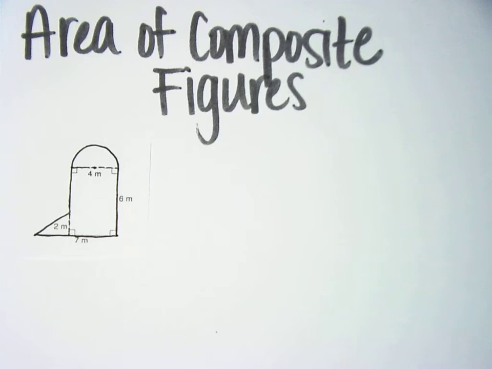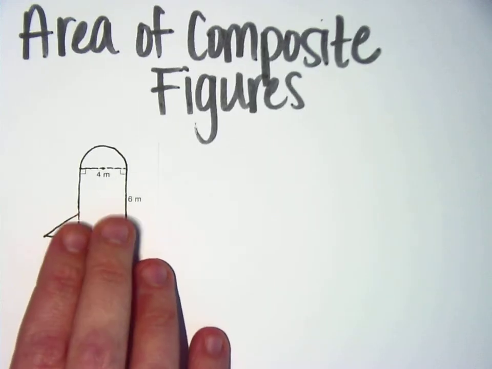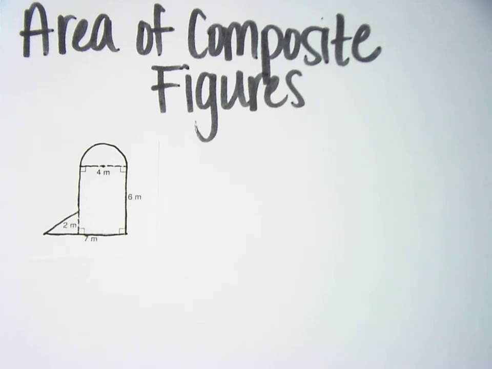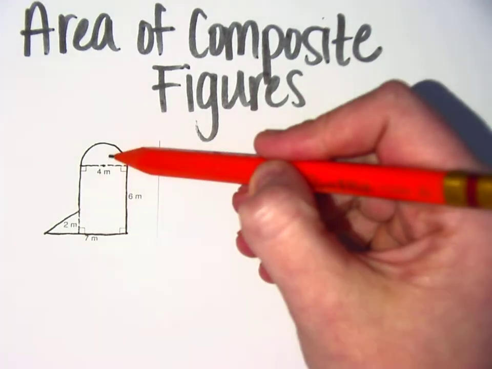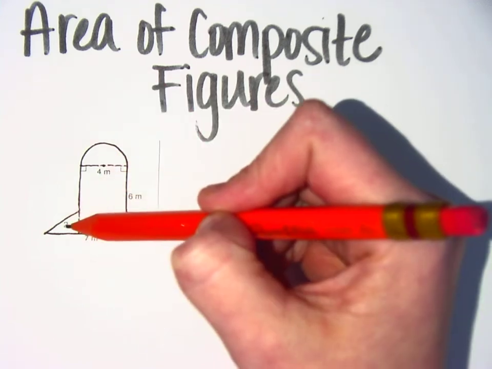So a composite figure is an irregular shape that's made up of a bunch of smaller, similar shapes. We're looking at a composite figure right here, and it is not just a normal shape. So the first thing you want to do is identify the different types of shapes that we have in our figure. If you look here, we've got a semicircle, a rectangle, and then we also have a triangle.